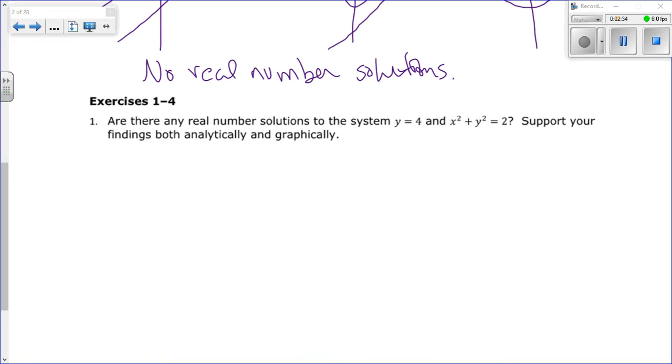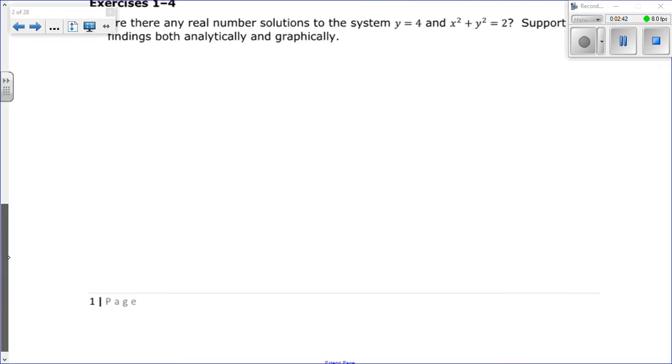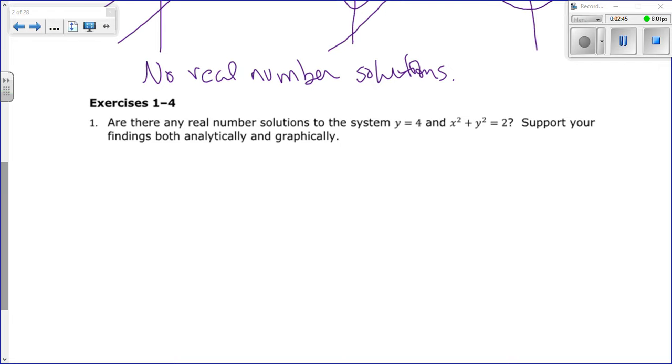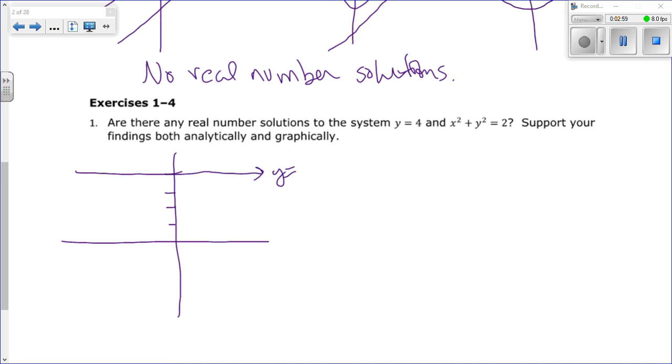Are there any real number solutions to the system y equals 4 and x squared plus y squared equals 2? Support your findings both analytically and graphically. So that means that we need to actually draw a graph. And y equals 4 will be a horizontal line up here. X is supposed to be a 4. This is x, getting ahead of myself here. And then x squared plus y squared equals 2 is a circle with a radius of radical 2.